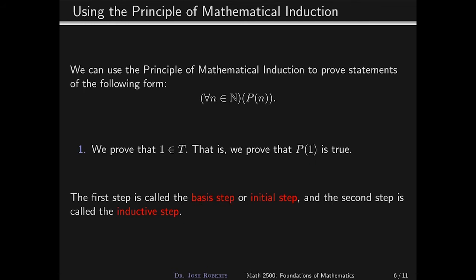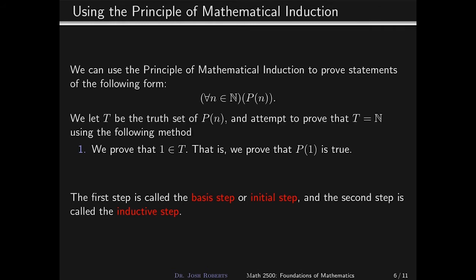This is called the basis step or the initial step. That's the very first thing you do. You show that whatever this property is, P of n, you show that it holds for 1, and you do your basis step. And after that, you move on to your inductive step.